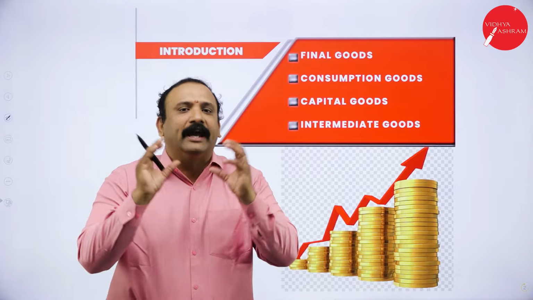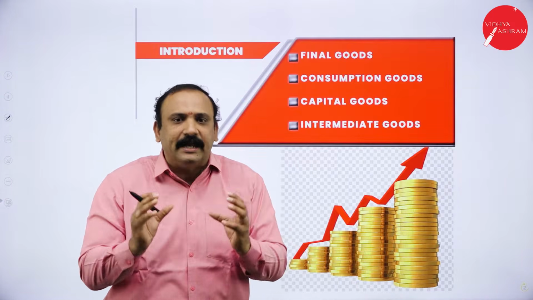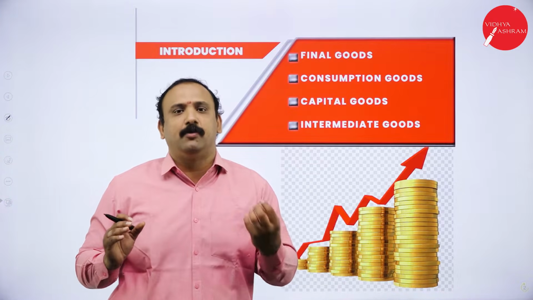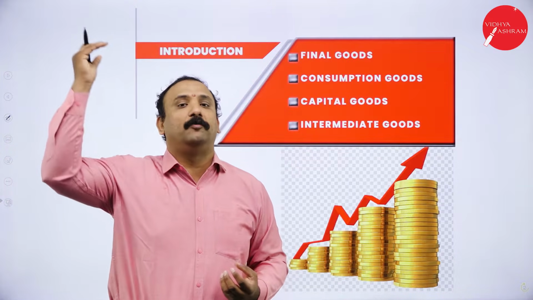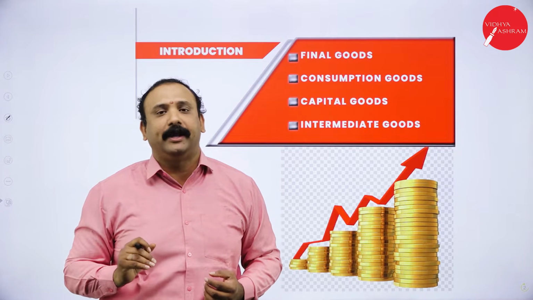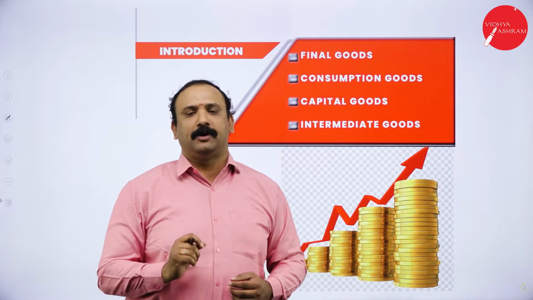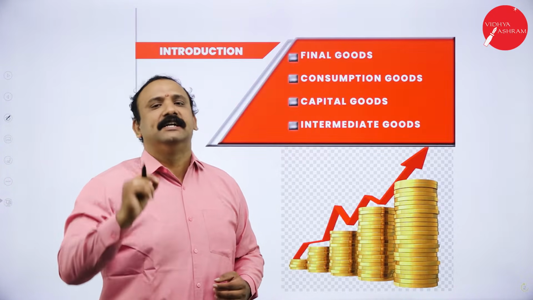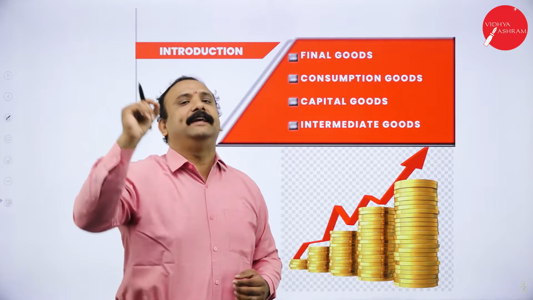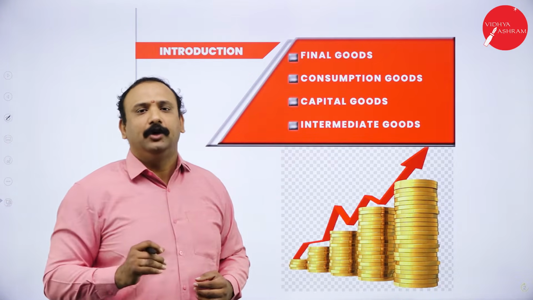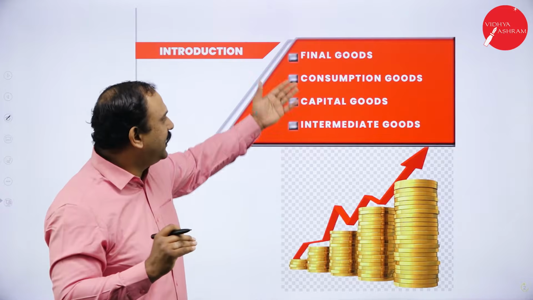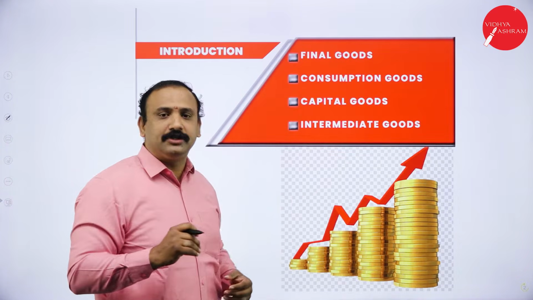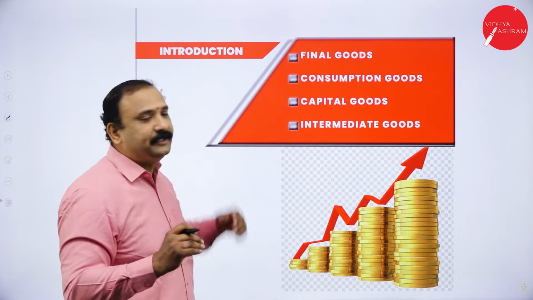Now, if you look into the economy, there are various types of production processes involved. It might start with a small scale industry and it might go to a very large scale industry altogether. But in every production process, there are some steps involved and there are certain methods that produce different varieties of good. So keeping that in mind, we are now going to look into the various types of good, namely the final goods, the consumption goods, the capital goods, and the intermediate goods.